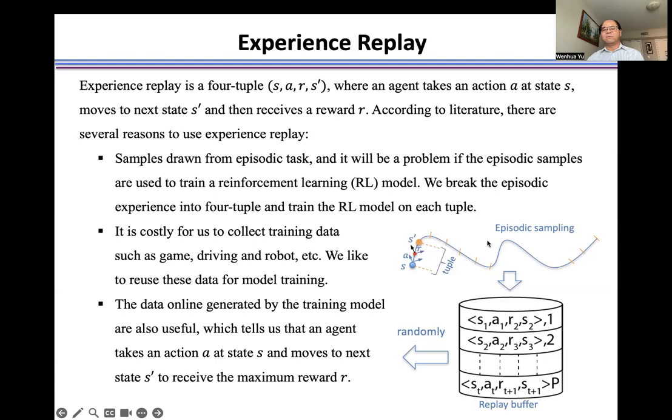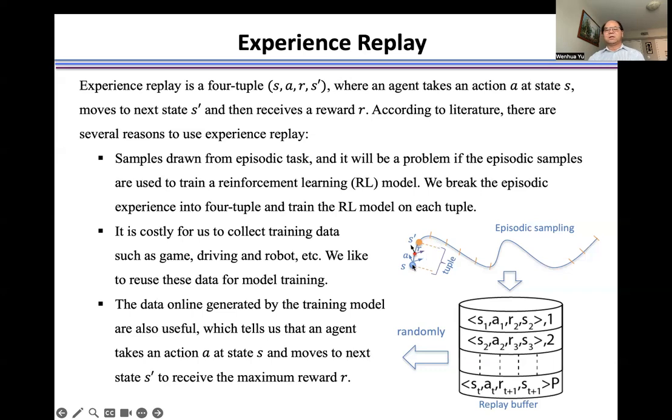For example, we have episodic sampling carried out by an expert or a teacher from a current state to the terminal state. When we train a Q-learning model, we don't directly pick the training data from this sequence of samples. Instead, we break this episodic sampling into tables by tables. That means small pieces by pieces.